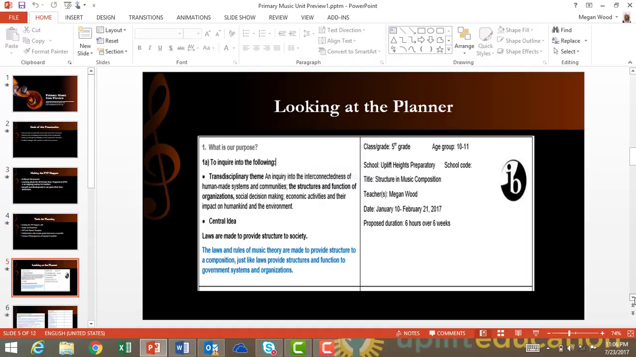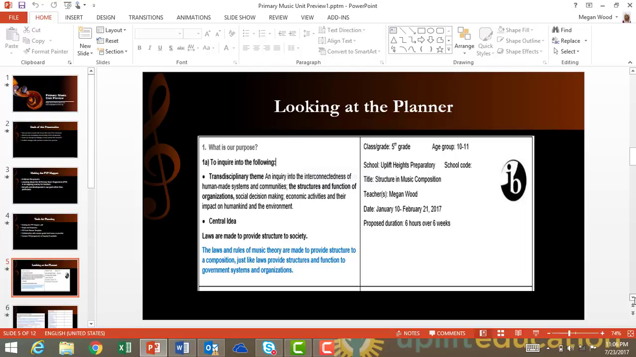So looking at the planner, we're going to just go box by box, and I'm going to explain my thought around each box and how I decided to put things together. So box 1 is basically where the transdisciplinary theme is displayed, and there are 6 transdisciplinary themes, and each grade level touches on them every year, but they touch on different parts of them. So taking a look at this transdisciplinary theme, it says an inquiry into the interconnectedness of human-made systems and communities.